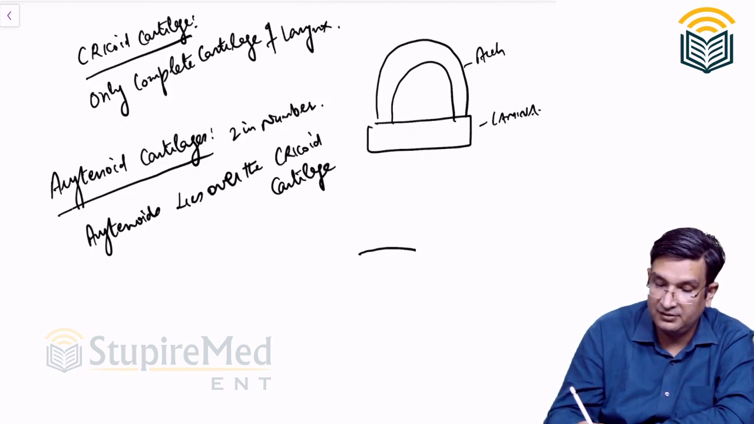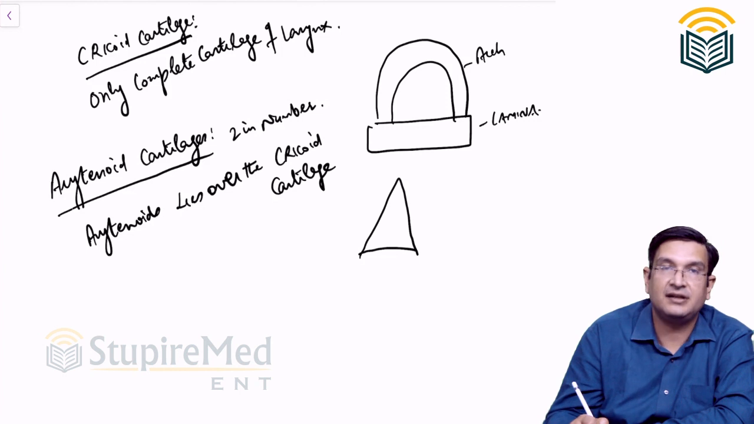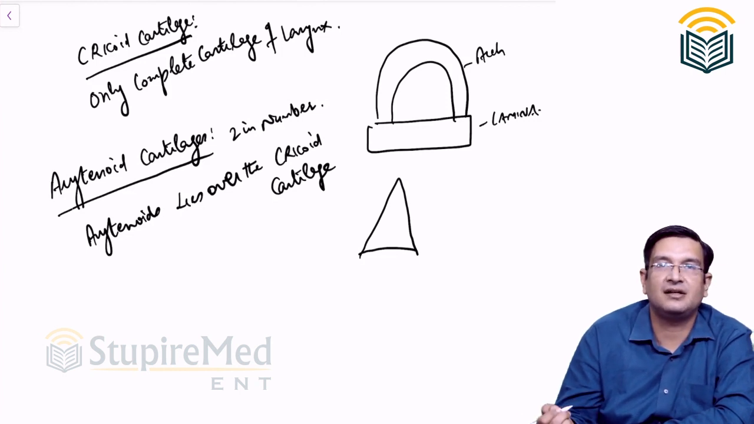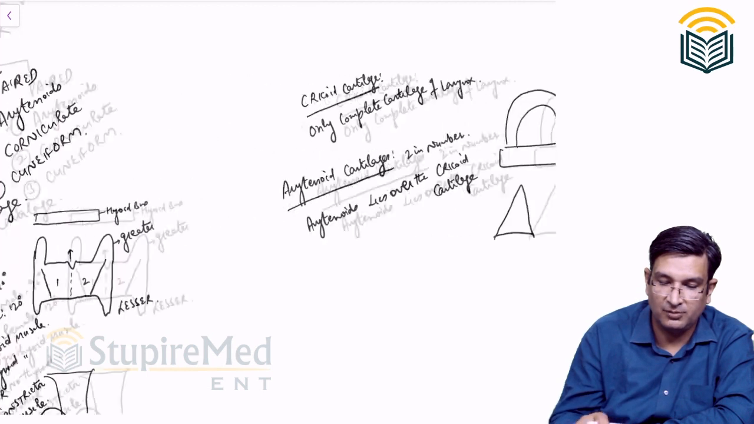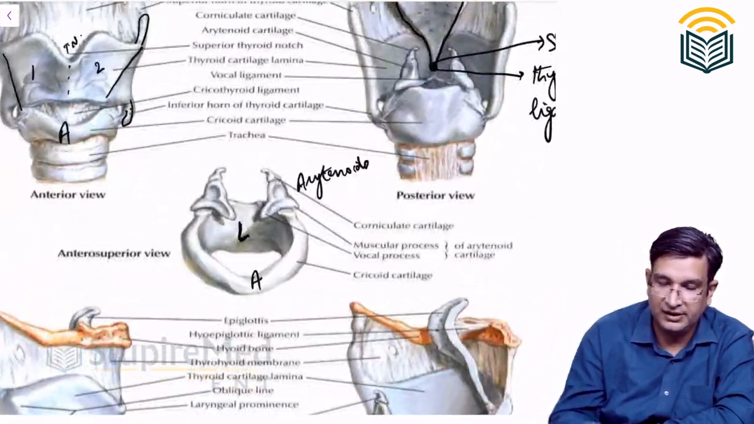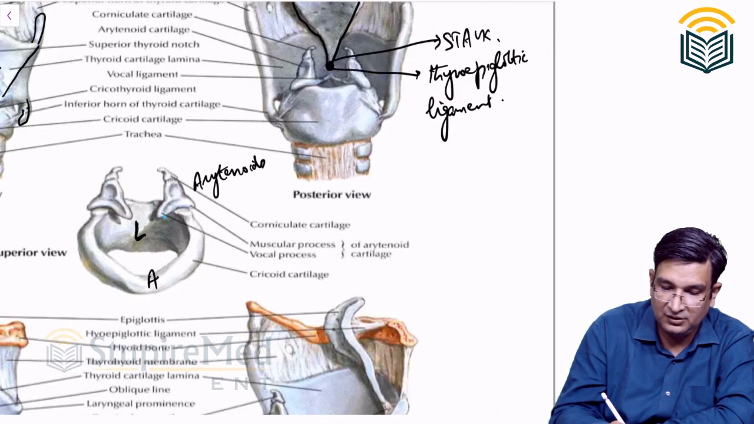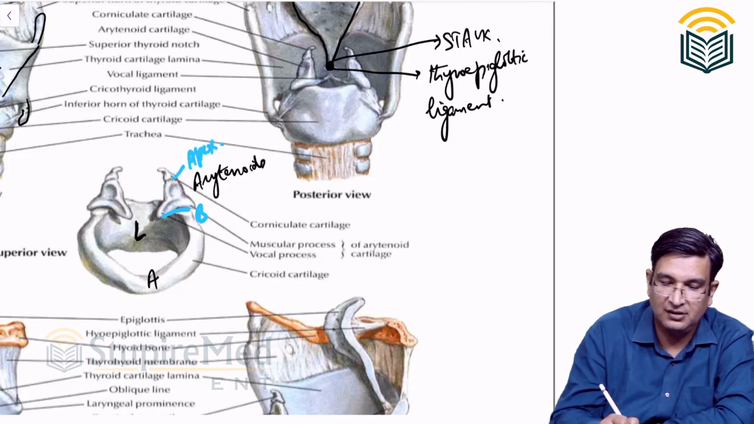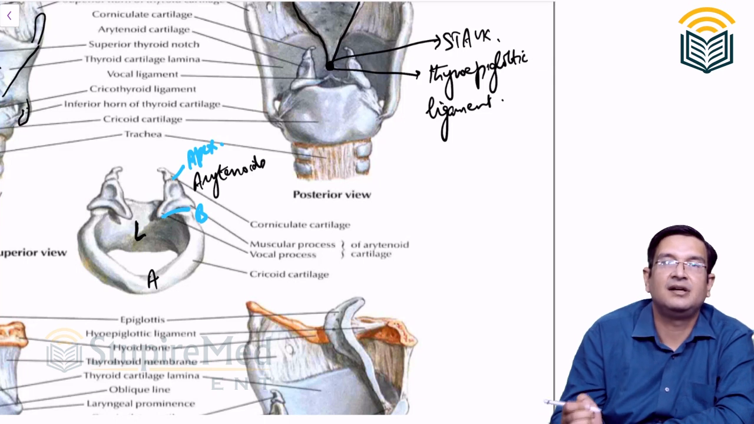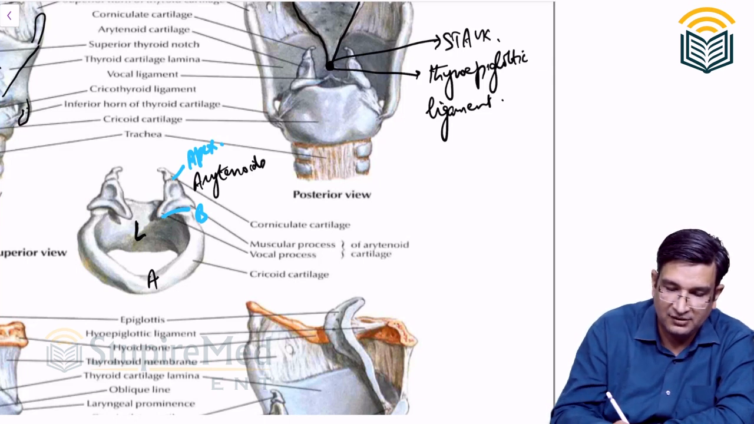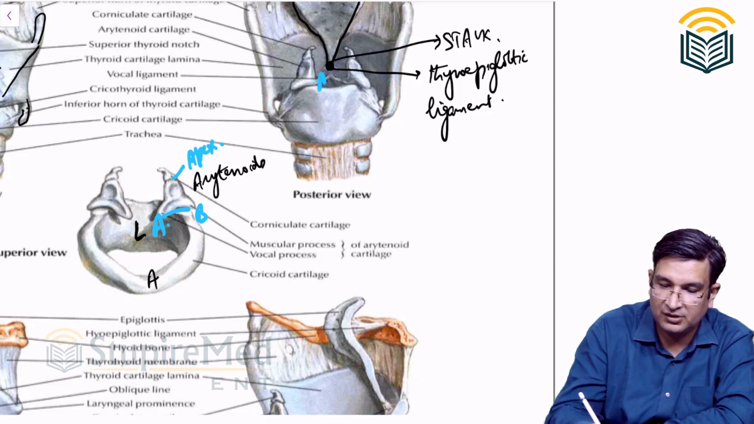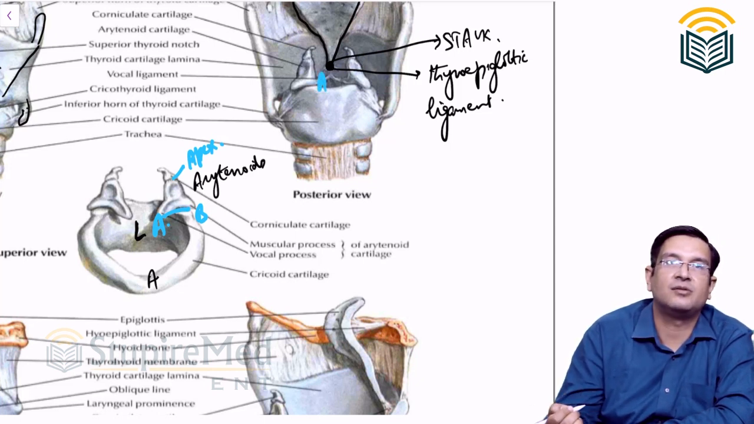So arytenoid has a base, an apex, and two processes, the muscular process and the cartilaginous process, the vocal process. So if you see, the arytenoid has a base. This is the base of the arytenoid which lies over the cricoid cartilage. It has an apex, and the corniculate cartilage is attached to the apex. Then it has two processes. One is this anterior process. This one. And this anterior process is called the vocal process, because the true vocal cord is attached here.